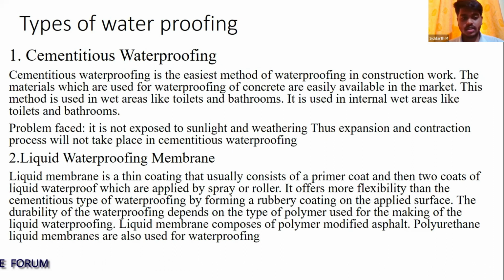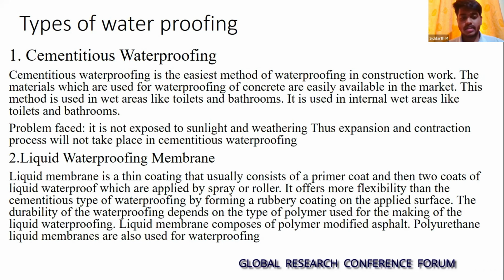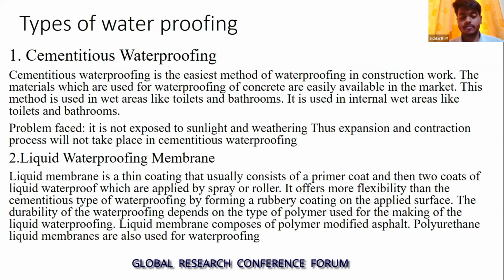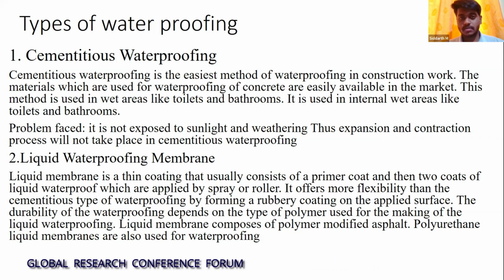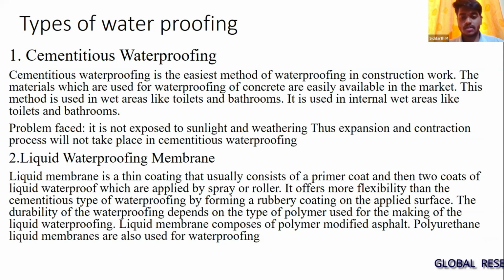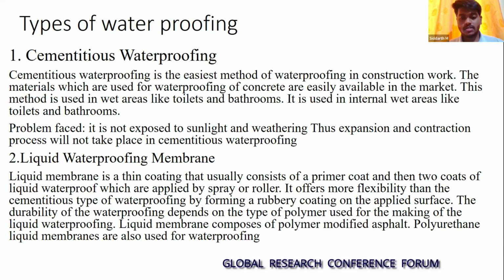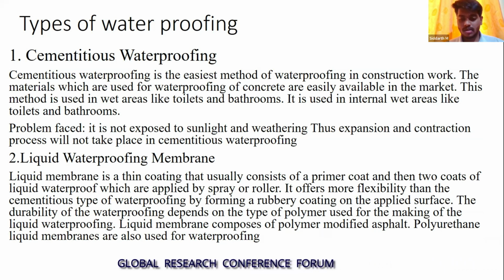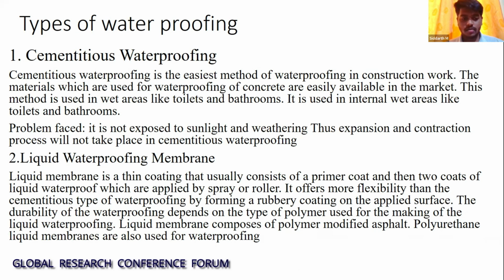The second one is liquid waterproofing membrane. It is a thin coating, usually consists of a primer coat and then two coats of liquid waterproof, which are applied by spray or roller. The durability of the waterproofing depends on the type of polymer used for making of liquid waterproofing. Liquid membrane composites of polymer modified asphalt. Polyurethane liquid membranes are also used for this kind of waterproofing in liquid waterproofing membranes.